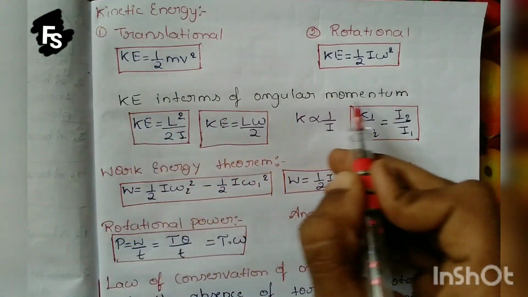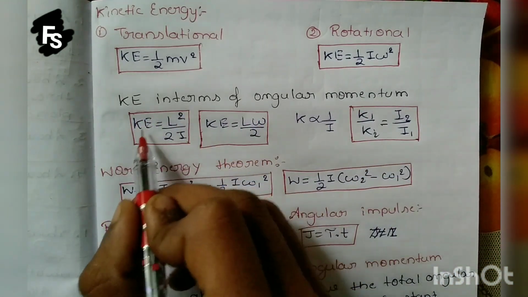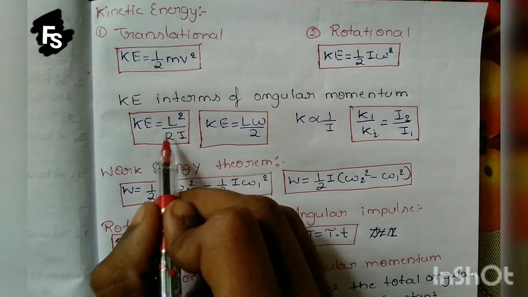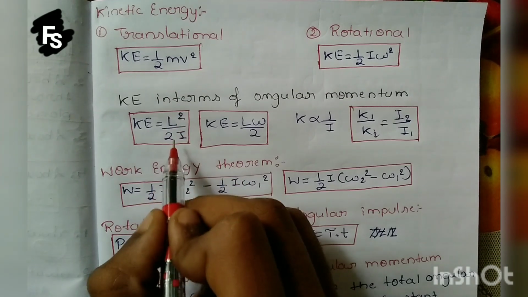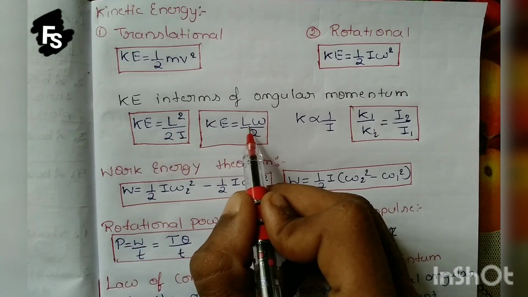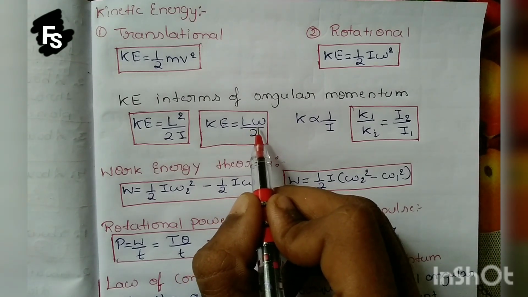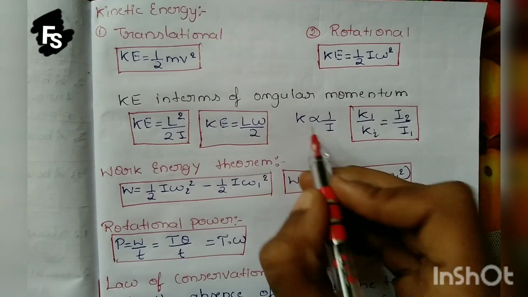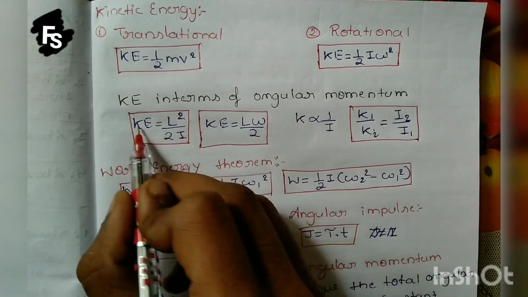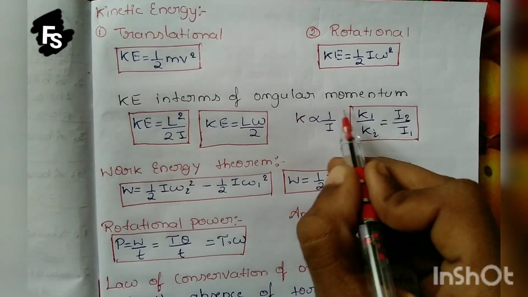Kinetic energy in terms of angular momentum is here. This relation is asked many times in the NEET exam. Kinetic energy is equal to L square by 2I. More problems are asked on this formula. K is equal to L square by 2I, and K is equal to L omega by 2, angular momentum into angular velocity by 2. Then kinetic energy is inversely proportional to moment of inertia. So K1 by K2 is equal to I2 by I1. This relation is also asked in the NEET exam.